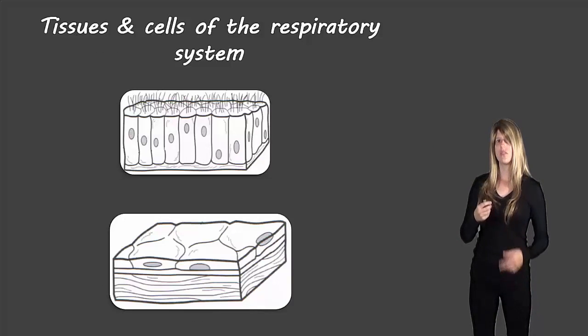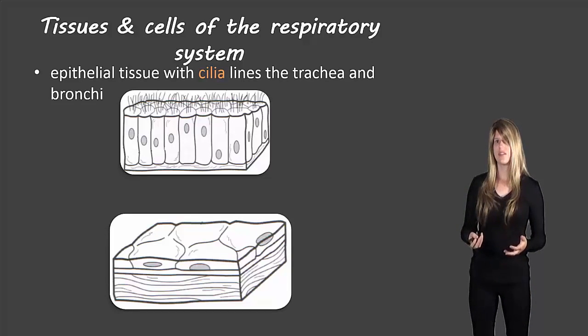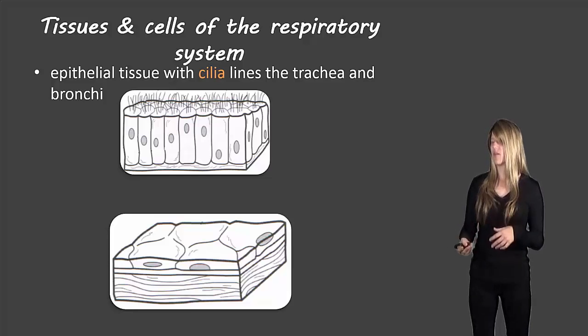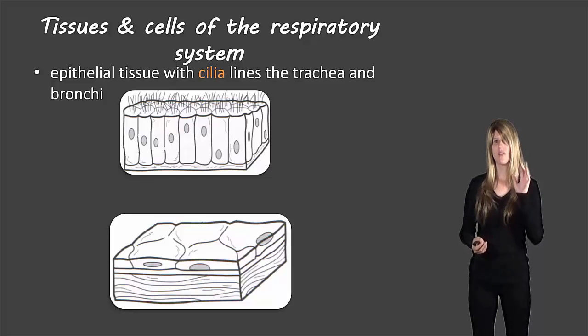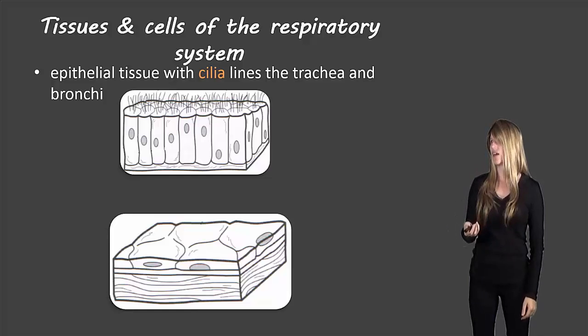So let's look at the tissues and the cells that are part of the respiratory system. So first of all, epithelial tissue. And if you don't remember the types of tissues, please go back and watch that video. I'll put a link in the description box below. So there's epithelial tissue in the trachea and in the bronchi that have cilia, which are like little hairs. And these help to prevent things like dust and particles from getting down into the lungs where they can cause damage. So they actually sweep that stuff back out.